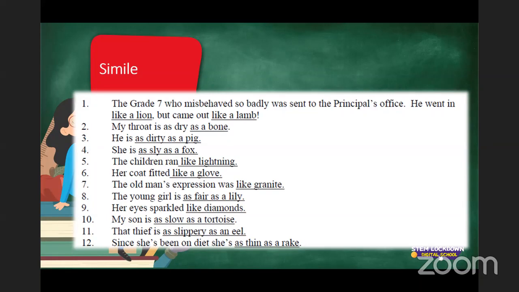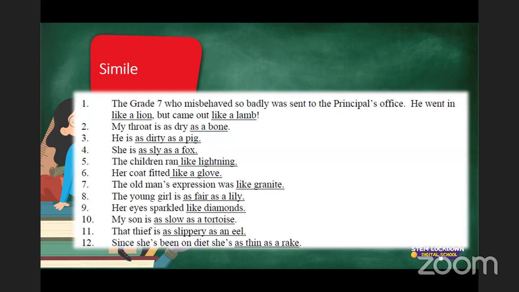The children ran like lightning. Her coat fitted like a glove. The old man's expression was like granite. The young girl is as fair as a lily. Her eyes sparkled like diamonds.